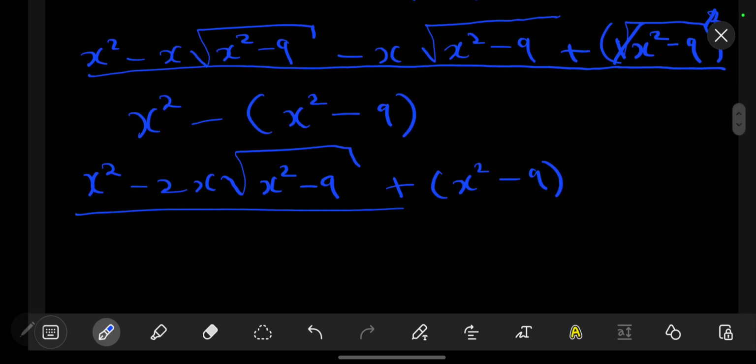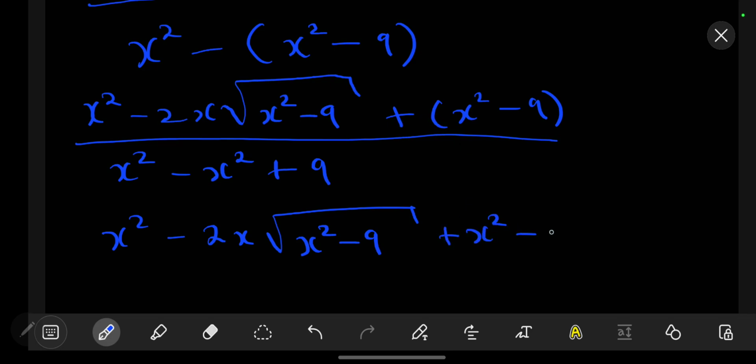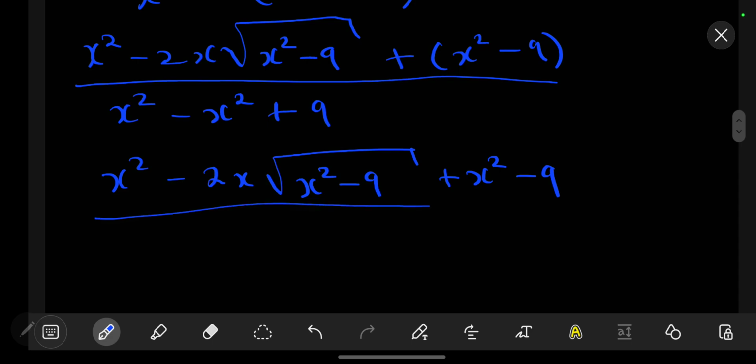Then over this, we have our x squared. Then this negative by x will be negative x squared. This negative by 9 will be plus 9, like that. So we are going to have our x squared minus 2x square root of x squared minus 9. Then we open the brackets, we are going to have x squared minus 9, like that. Then this x squared over our x squared minus x squared will be 0. Then we have positive 9 there. So this is what we have.